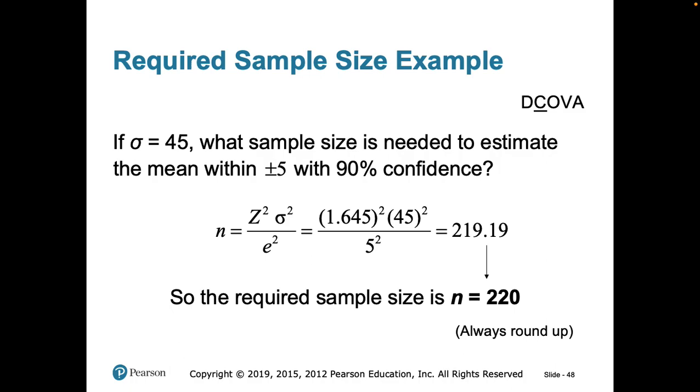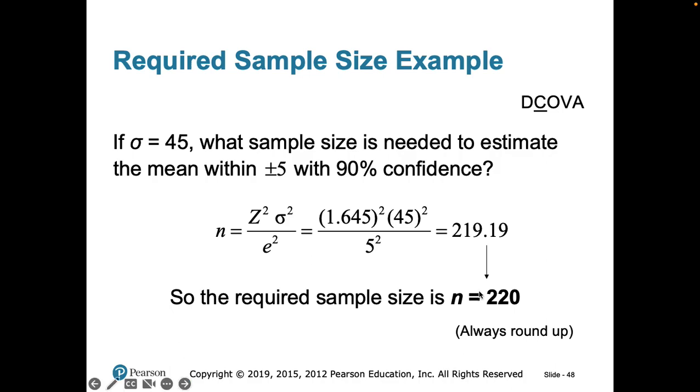In this case, because we're doing 90%, the C value is going to be 1.645 squared, and then the standard deviation is 45. You square that one, and then you want plus or minus 5, right? So that is your error. You square that one and you get 219.